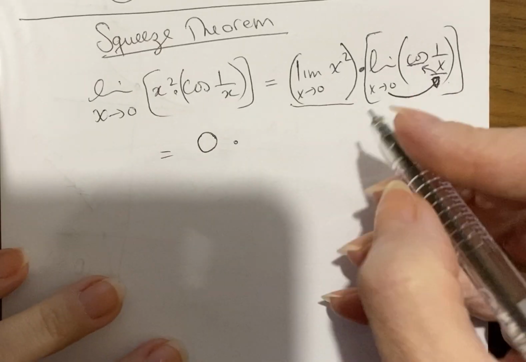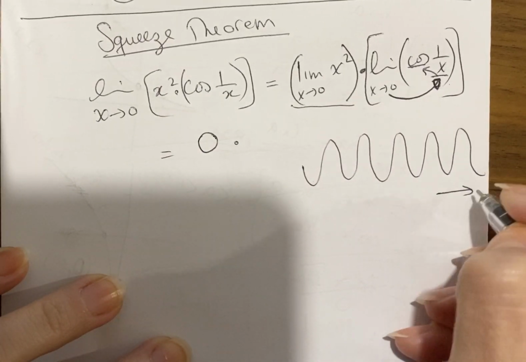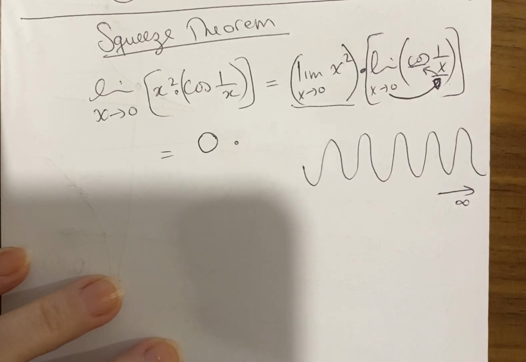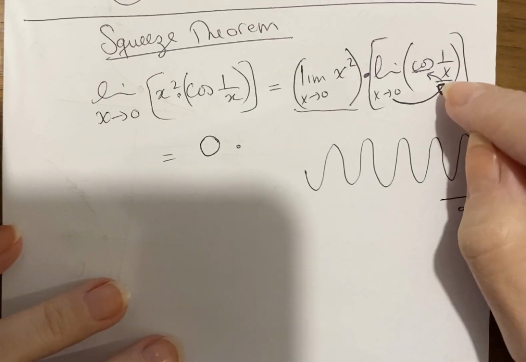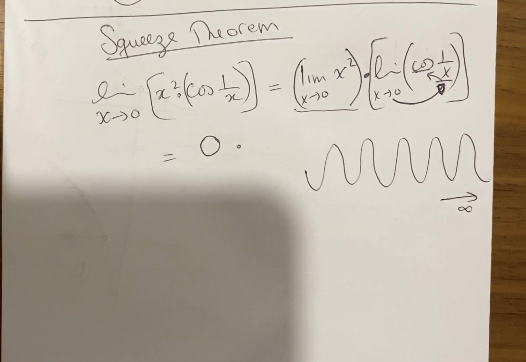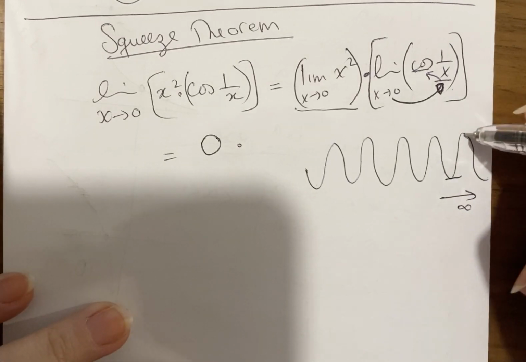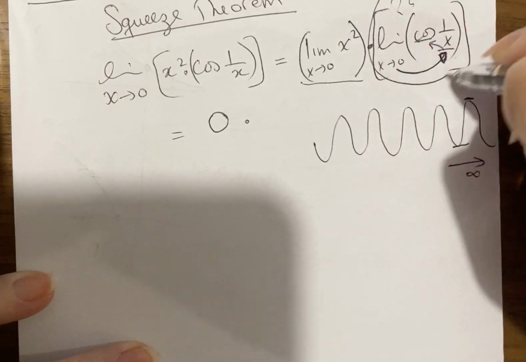Cosine is a function that oscillates. So as the argument goes to infinity, cosine does not have any answer for what the limit is. As x goes to 0, 1 over x will blow up to either plus infinity or minus infinity, and cosine of 1 over x oscillates back and forth between minus 1 and 1. So does it really have a limit? No. So can I find this limit on its own? No.